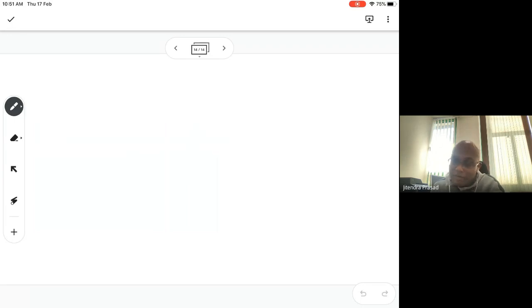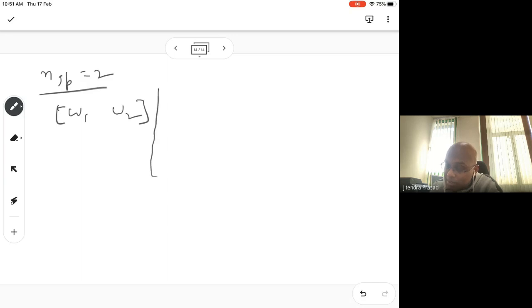Okay. So similarly, we can do for NGP equal to 2. Let us see what happens. So we will have W1, W2, right? And then we will have here what? We can find out from here now that P is 2 NGP minus 1, right?